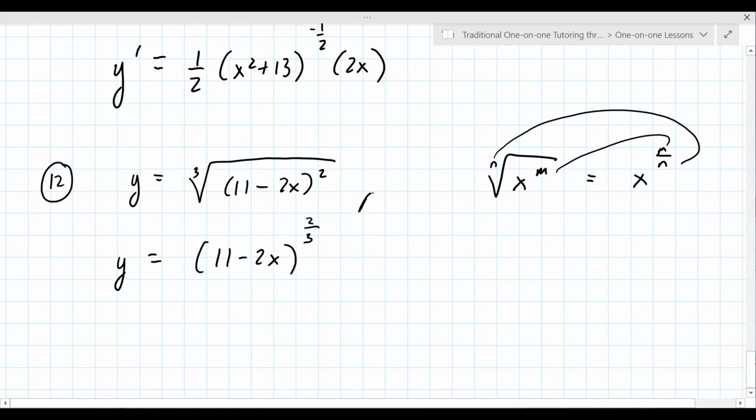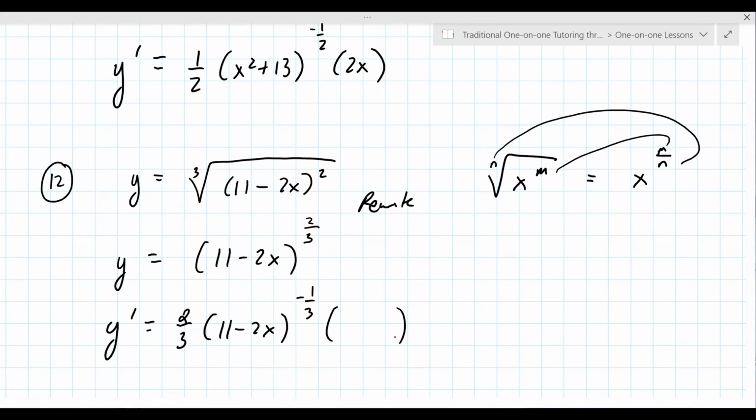And this is your rewrite step. You're rewriting it so that you can actually evaluate the derivative. Now it's just like the last one, it's power rule. You just bring the exponent down, you subtract 1, and then you multiply by the derivative of the inside function. All right, it's straightforward enough. All right, and then the prime inside is -2.